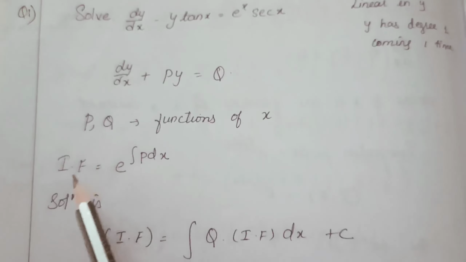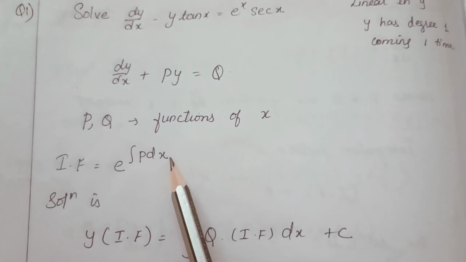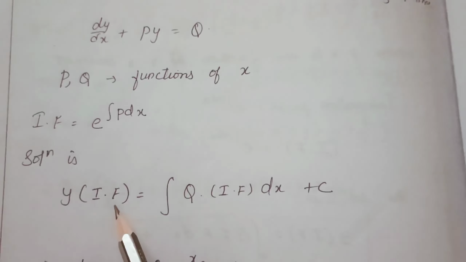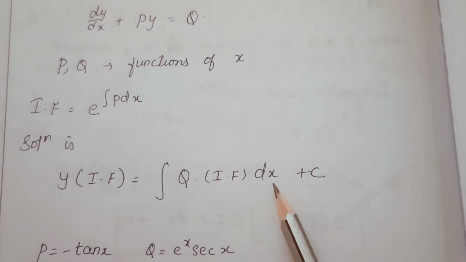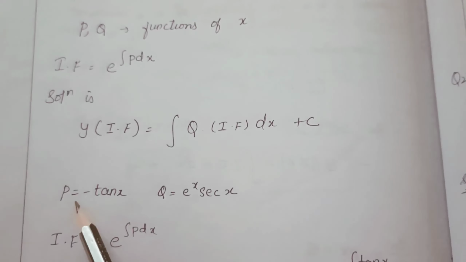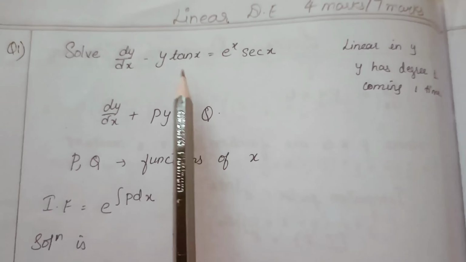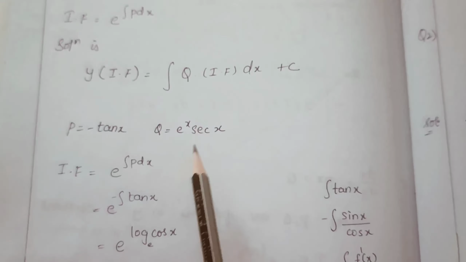So we have to use integration factor is equal to e to the power of integral p dx. So the solution will be y into integration factor is equal to integration of q into I.F. dx plus c. First we have to find the integration factor. P is nothing but minus tan x. See, P value is minus tan x and Q value is e power x secant x.